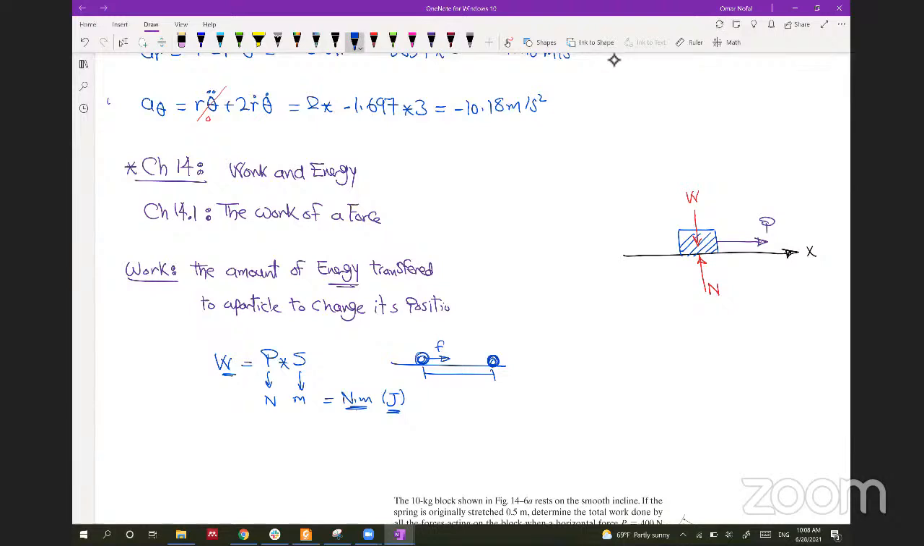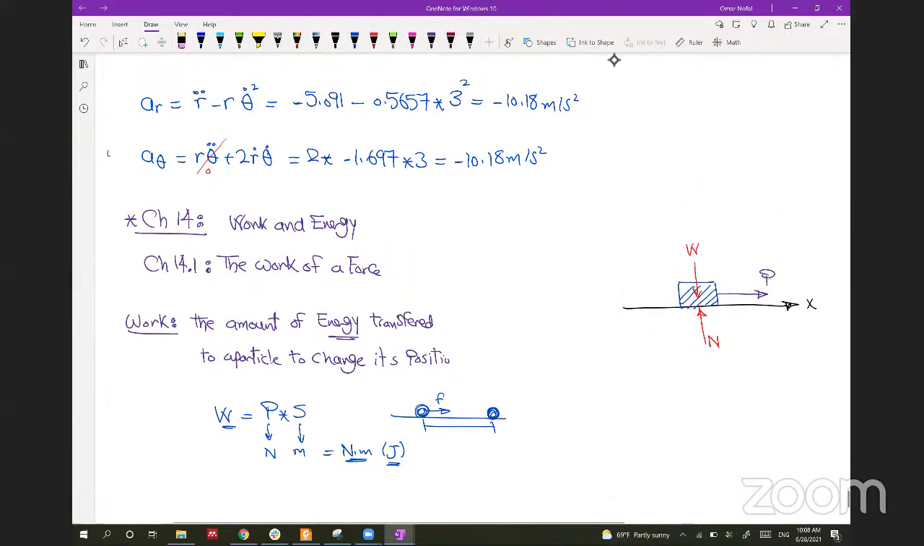However, a force F will do work on a particle only if the particle undergoes a displacement in the direction of the force. So if P is not in this direction, but in this direction, it has a component in this direction, let's assume that this is theta, so it has P cosine theta and P sine theta. Which one of these components exerts work to move this particle? Does anybody know the answer to this question? Go ahead if you know it.